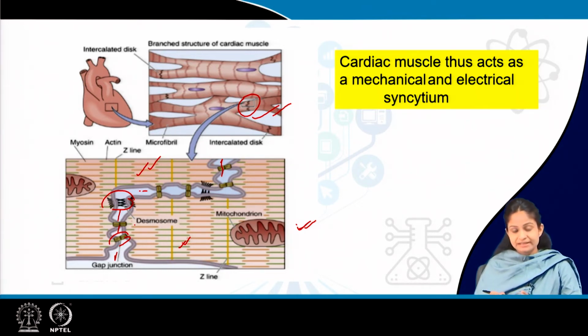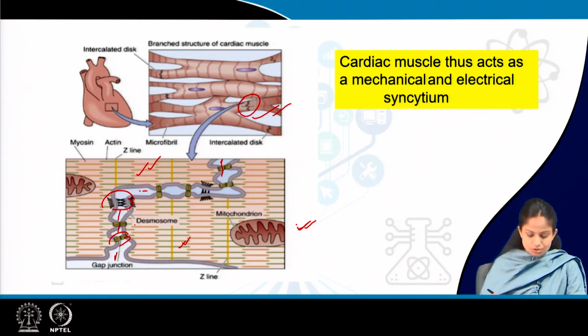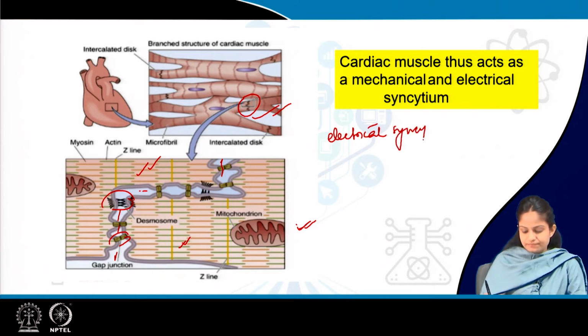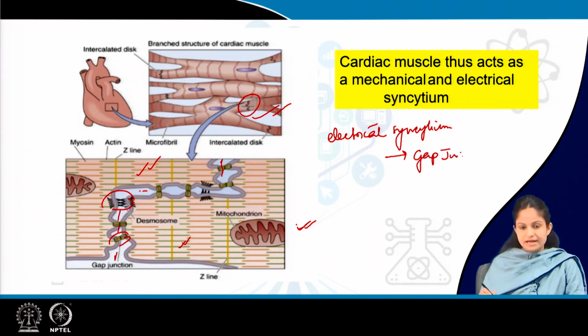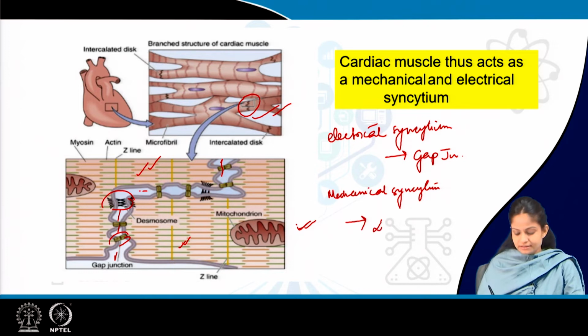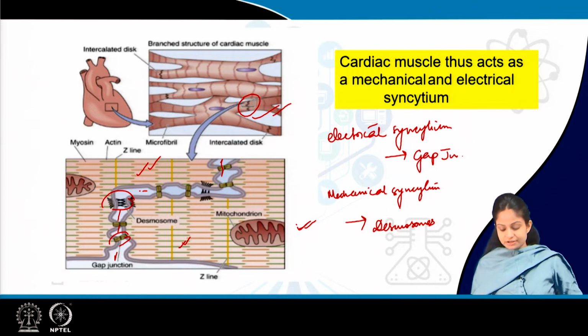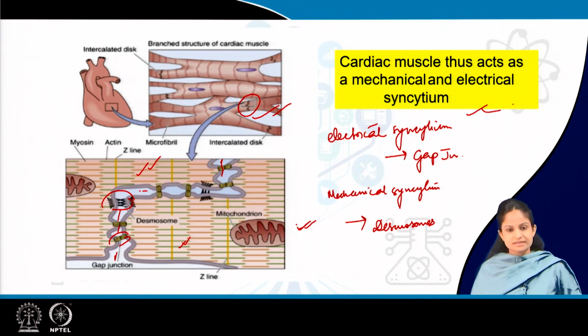Since we know the electrical event precedes the mechanical event, the electrical syncytium is mainly maintained by the gap junctions and the mechanical syncytium is mainly maintained by the desmosomes. These are nothing but the intercellular junctions, cell junctions. So, gap junctions mainly act as an electrical synapse over here. So, that's why the cardiac muscle acts as a mechanical as well as electrical syncytium.